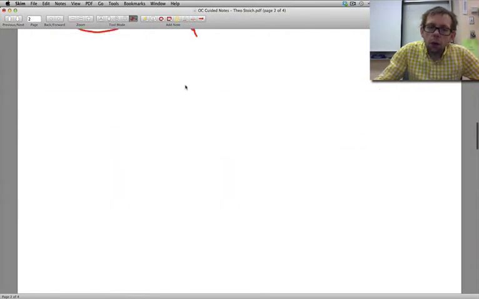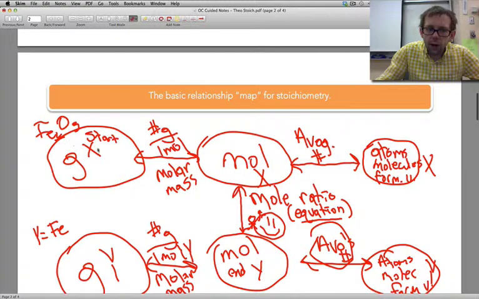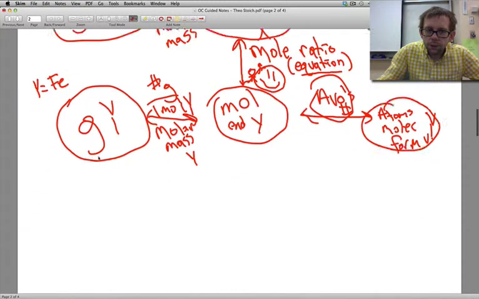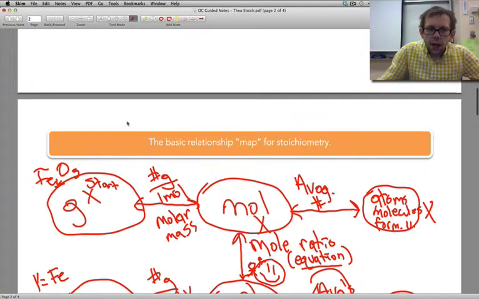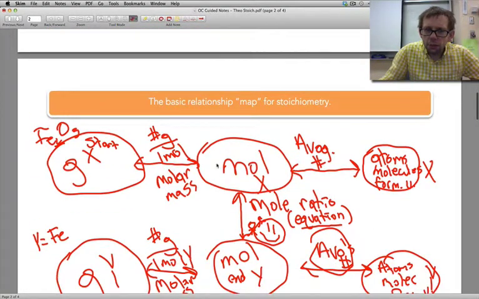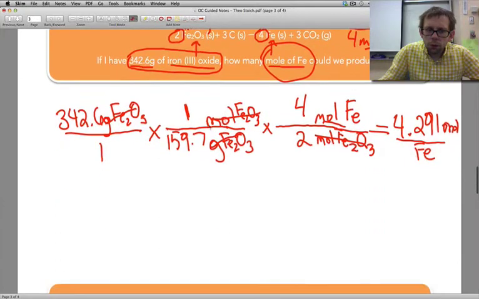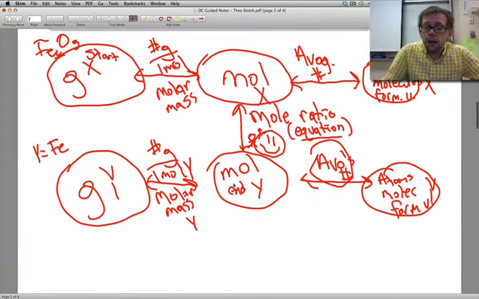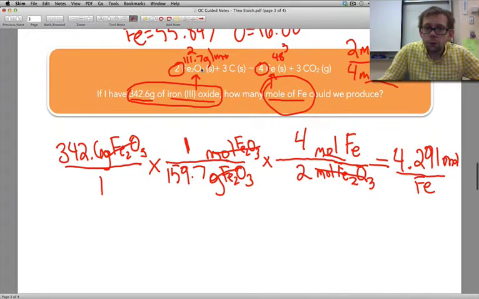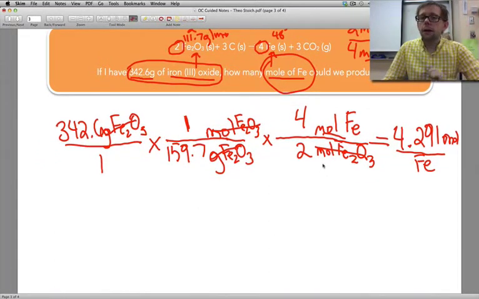Okay? So we started in grams. Then we use the molar mass to get to moles. Molar mass, oriented properly to get rid of our units and introduce a new unit. Then use the mole ratio from the equation to get from x to y. And so we went from x to y. Okay? Mole ratio. Keep that in your head, and you'll be good.